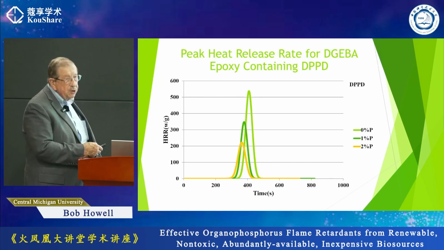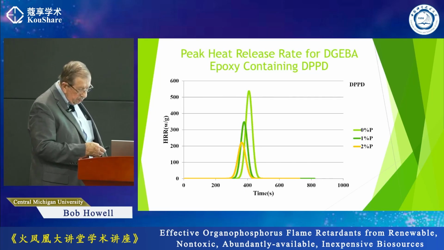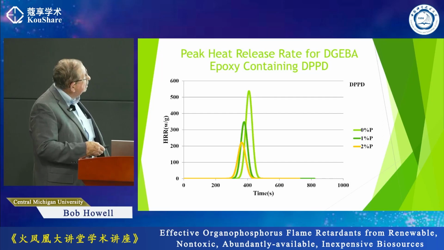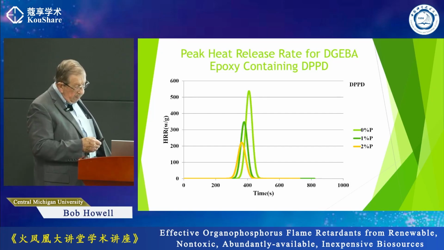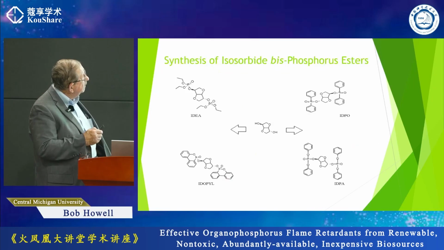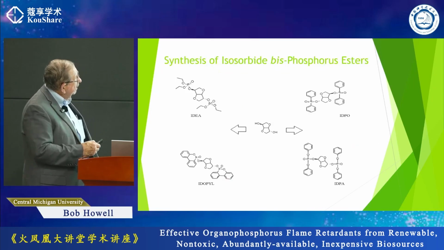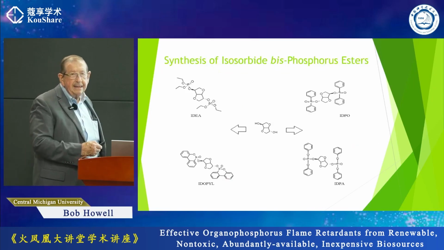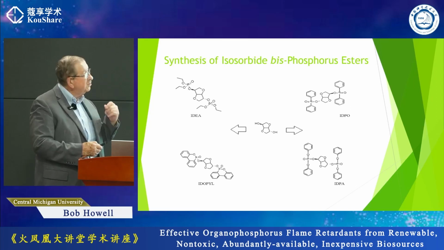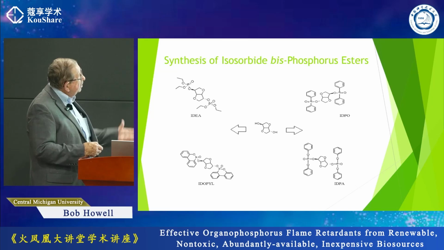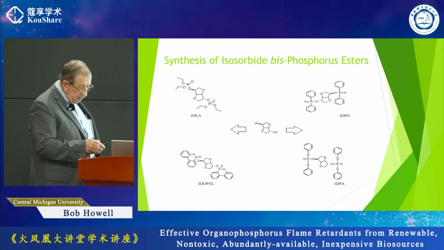And this is for the DOPO derivative. It just gives you the reduction in peak heat release rate, and you can see that we get about 40% with 1% phosphorus. So it's an effective flame retardant. Now you can make the esters directly. The advantage of that is that you get more phosphorus per volume. And you can see again, you can make a variety of materials.